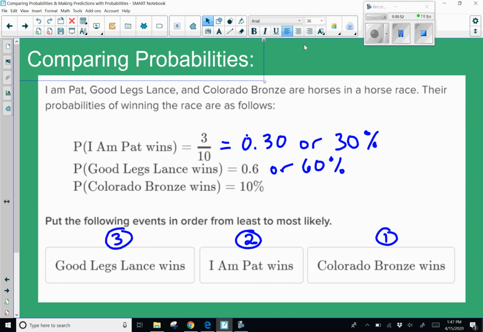So 3/10 would be 0.3 or 0.30 or 30% if you convert it to a percentage. 0.6 is already in decimal format, which would be equivalent to 60%. And then Colorado Bronze is 10%. So clearly, the least likely is going to be Colorado Bronze, which is why there was a 1 above it. Next likely would be I am Pat, which would be number 2. And then most likely would be the 60% Good Legs Lance, which is number 3.